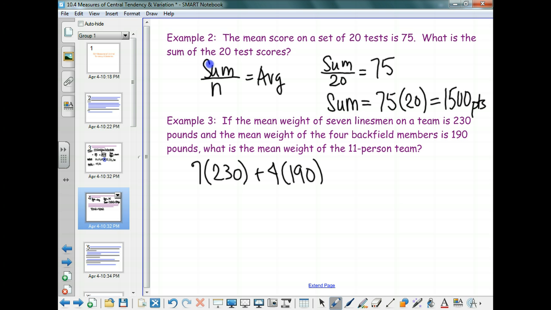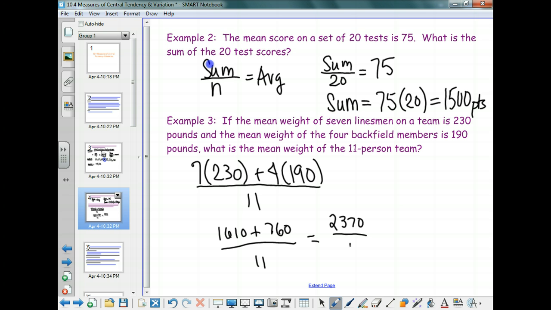Okay, so I've got the 7 people represented whose average weight is 230. I've got the 4 people represented whose average weight is 190. Now what? Yeah, divide by 11 because there's 11 people. All right, so Kayla, you said this was 1610 at the beginning? And plus 760. All right, so what's 1610 plus 760? 2370, and then divide by 11? 215. Pounds, thank you. Make sure you label what you found, 215 pounds.